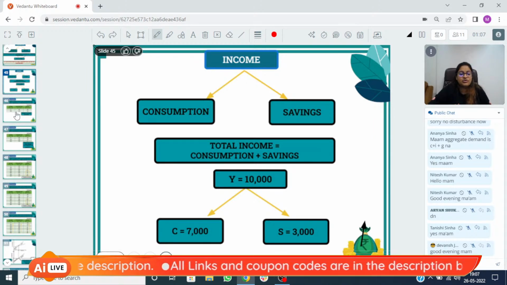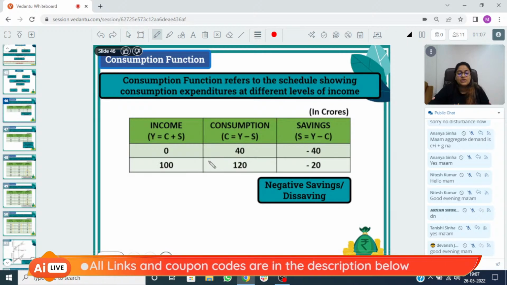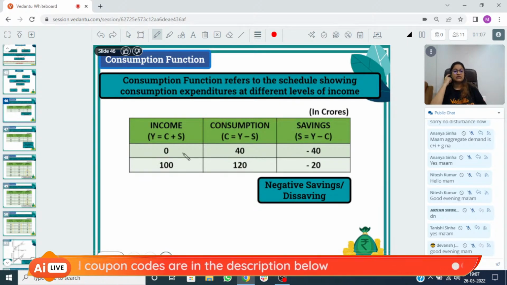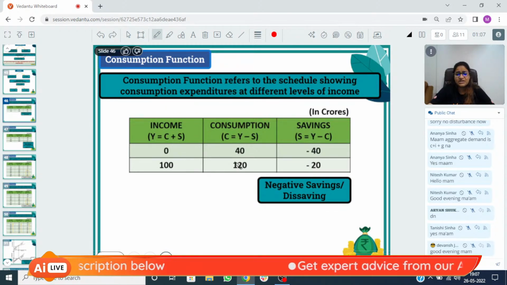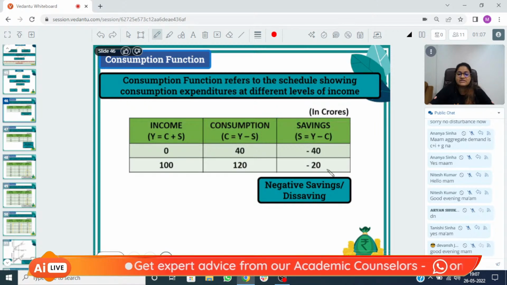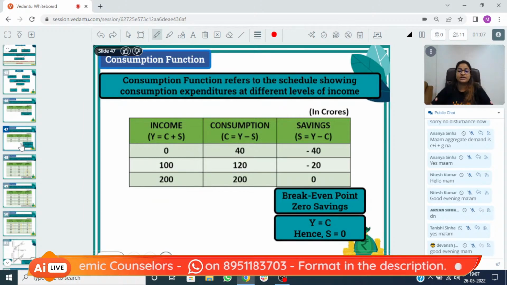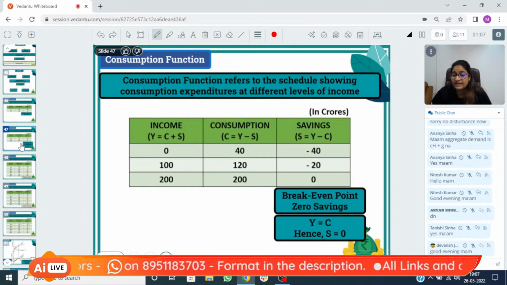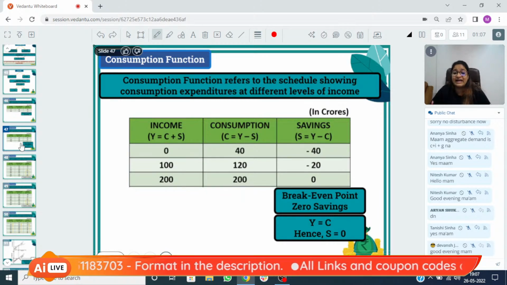How do you draw the consumption curve? Dekho. So first, even at zero level of income, consumption is not zero. This gives us a positive consumption, because of which we have negative savings, which are called negative savings or dis-savings. Negative savings or dis-savings is a theoretical concept. It does not mean that our savings are in negative.